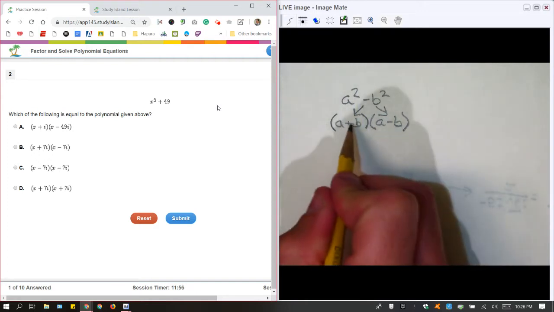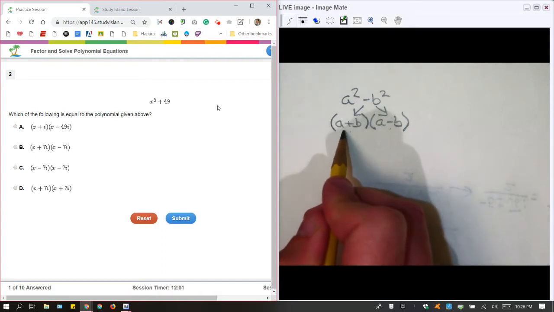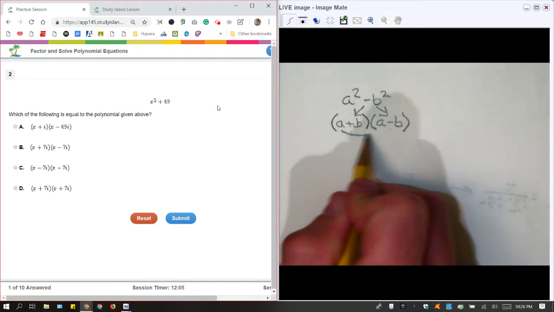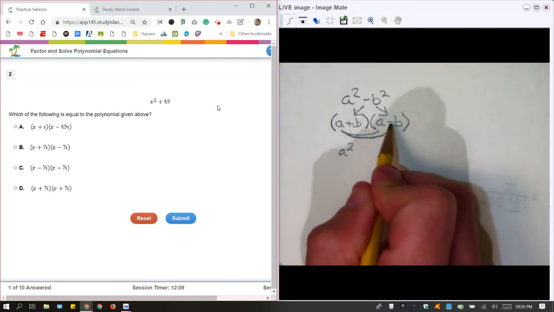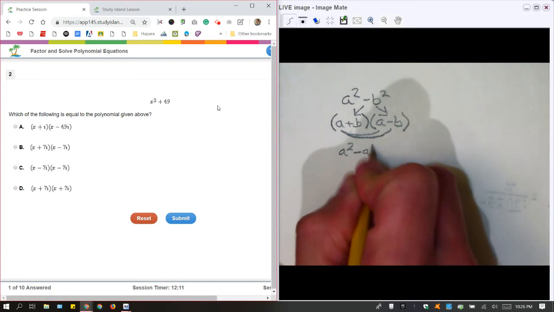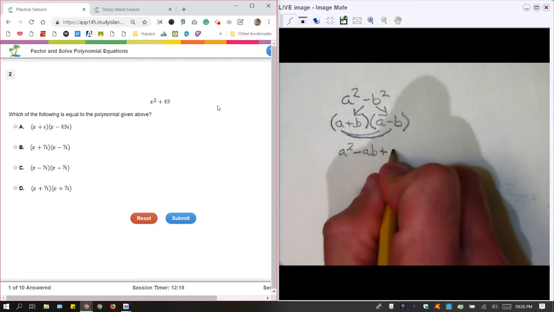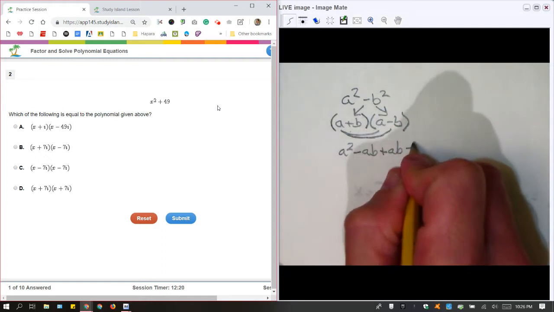Well, because if I'm multiplying this binomial times this binomial, I have to multiply both of these terms by both of these terms. So let's just do them one at a time. What's a times a? A squared. What's a times b? Well, in this case, negative ab. And then I have plus b times a, which is the same thing as a times b. And then positive b times negative b would be negative b squared.